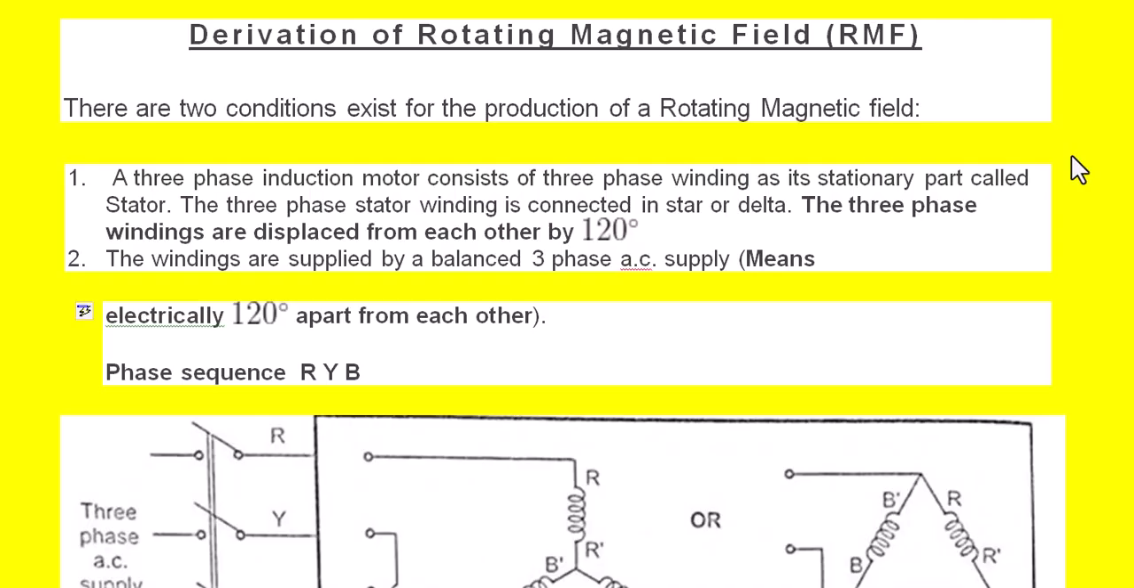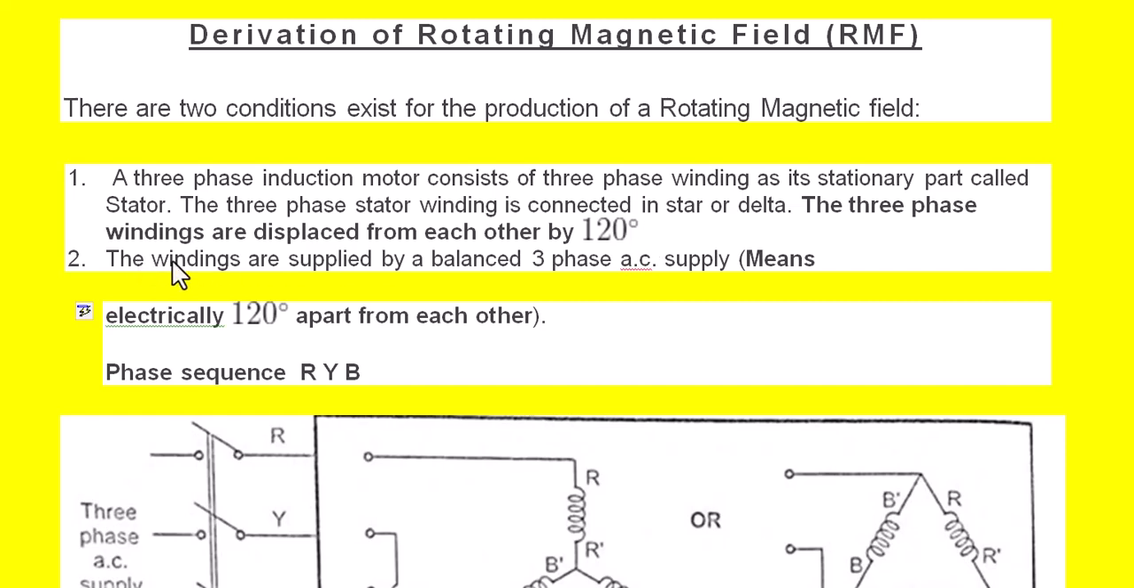Hello friends, today I will discuss the derivation for rotating magnetic field in the three-phase induction motor. There are three conditions to get the rotating magnetic field in the stator of the three-phase induction motor. First condition is the windings placed on the stationary part should have the phase angle between them 120 degrees.